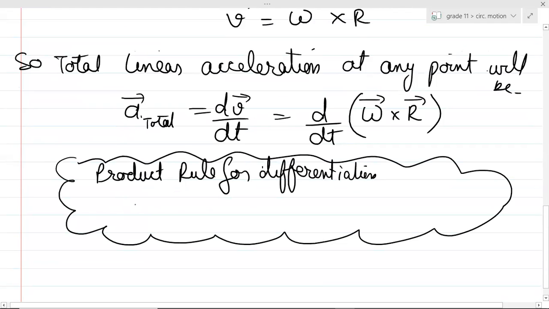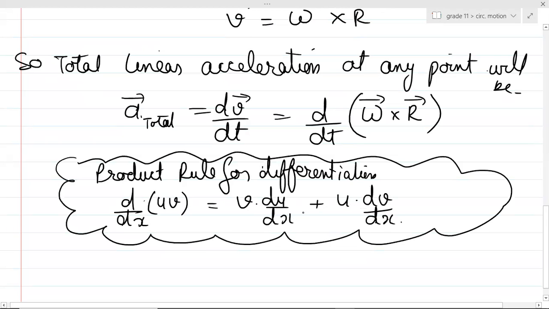What was the product rule for differentiation? Differentiation of d by dt of u and v. I don't know whether you remember it or not, but if you multiplied, it was written as u dv by dx plus v du by dx.